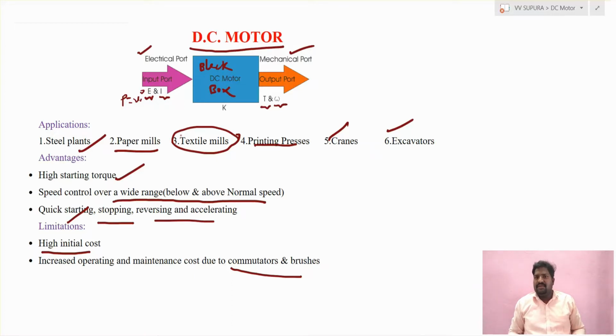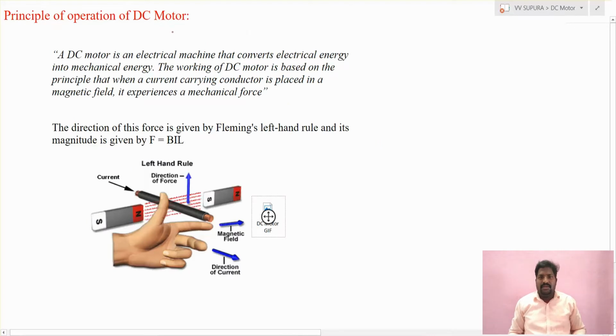As in the DC generator, the commutator and brushes are all there. Maintaining those commutators and brushes costs a little bit. So it is the same here. Now let's discuss the principle and operation of a DC motor. The main principle is that whenever a current carrying conductor is placed in a magnetic field, it will experience a force. I am repeating: whenever a current carrying conductor is placed in a magnetic field, that conductor will experience a force.